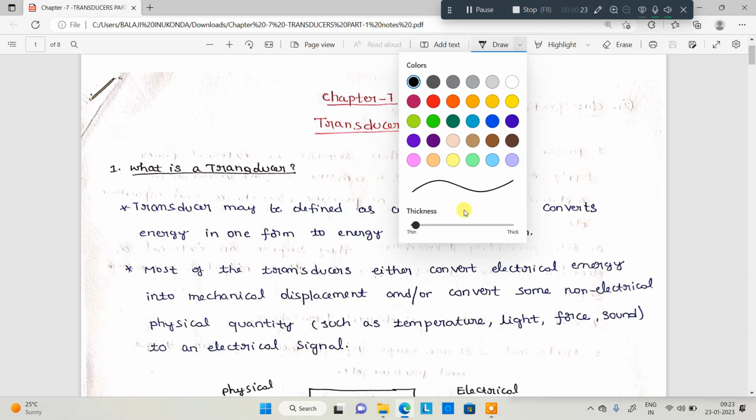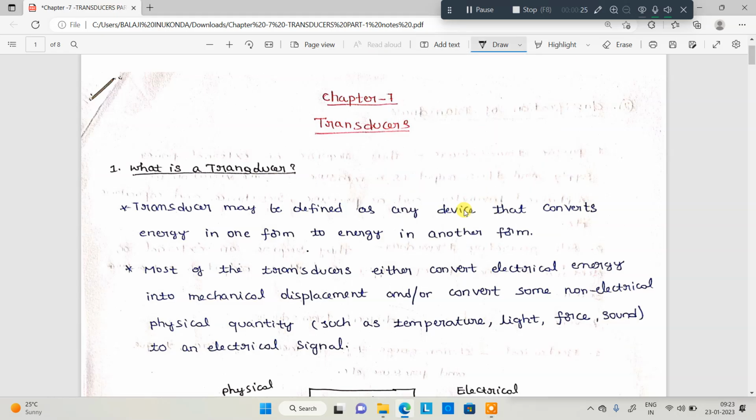A transducer is a device that converts energy in one form to energy in another form. Once again, I will repeat. A transducer is a device which converts the energy in one form to another form. That is actually a transducer. But an electrical transducer, what is it doing? It converts any form of signal into an electrical signal.